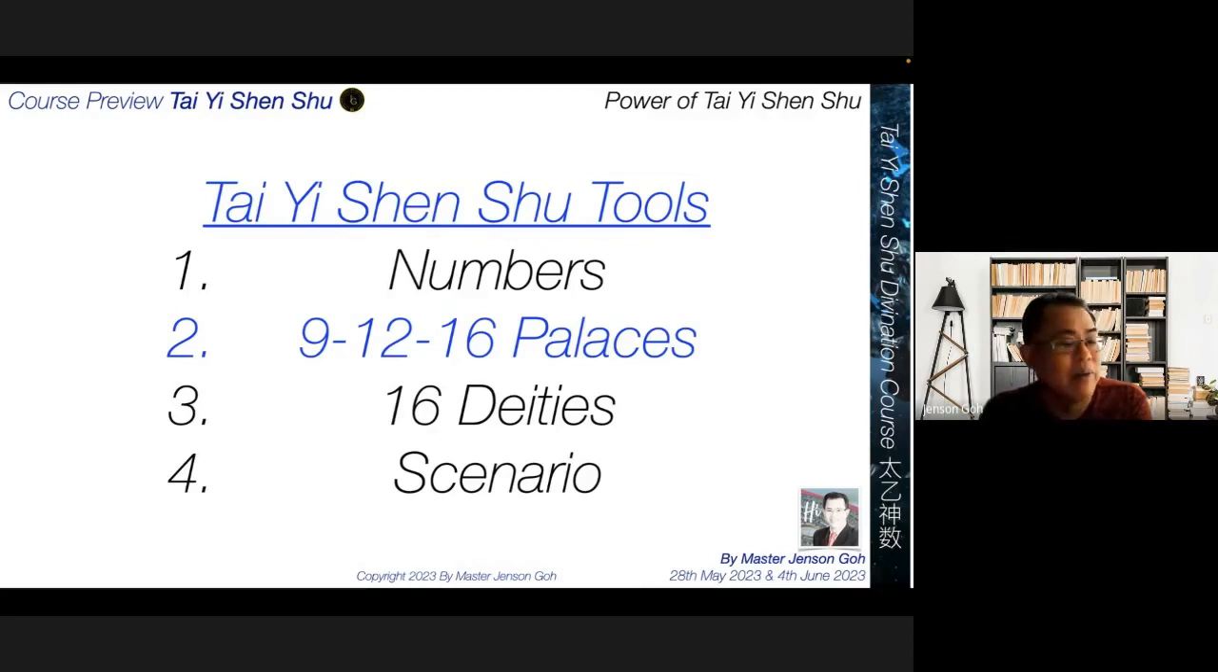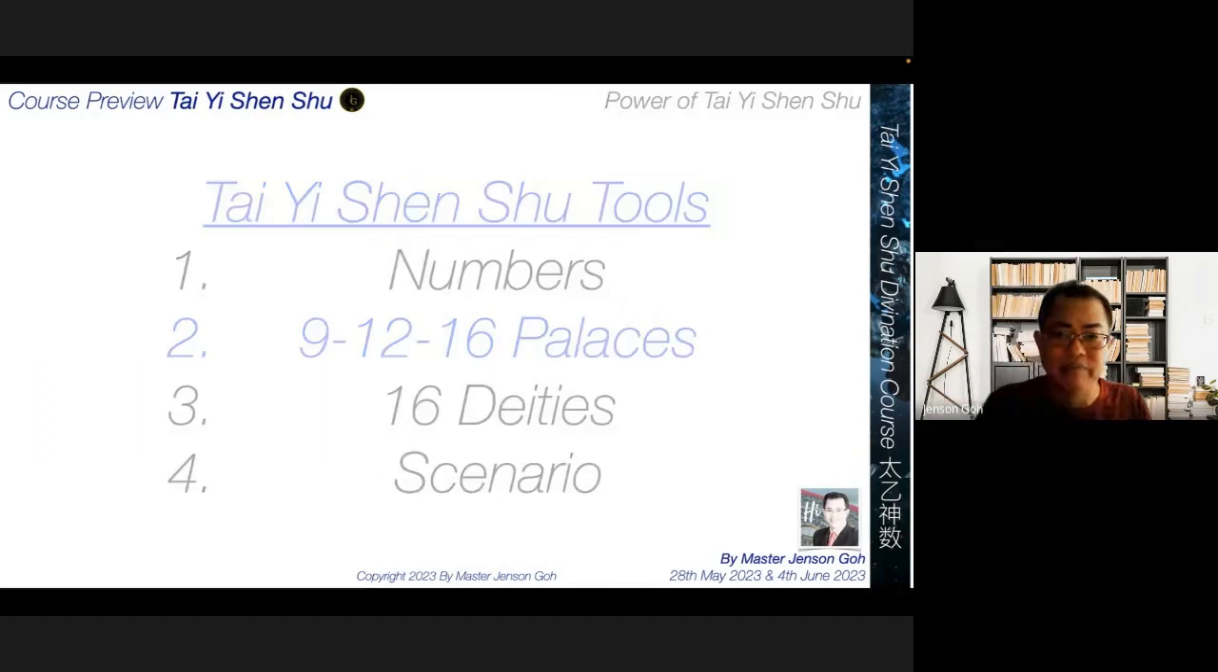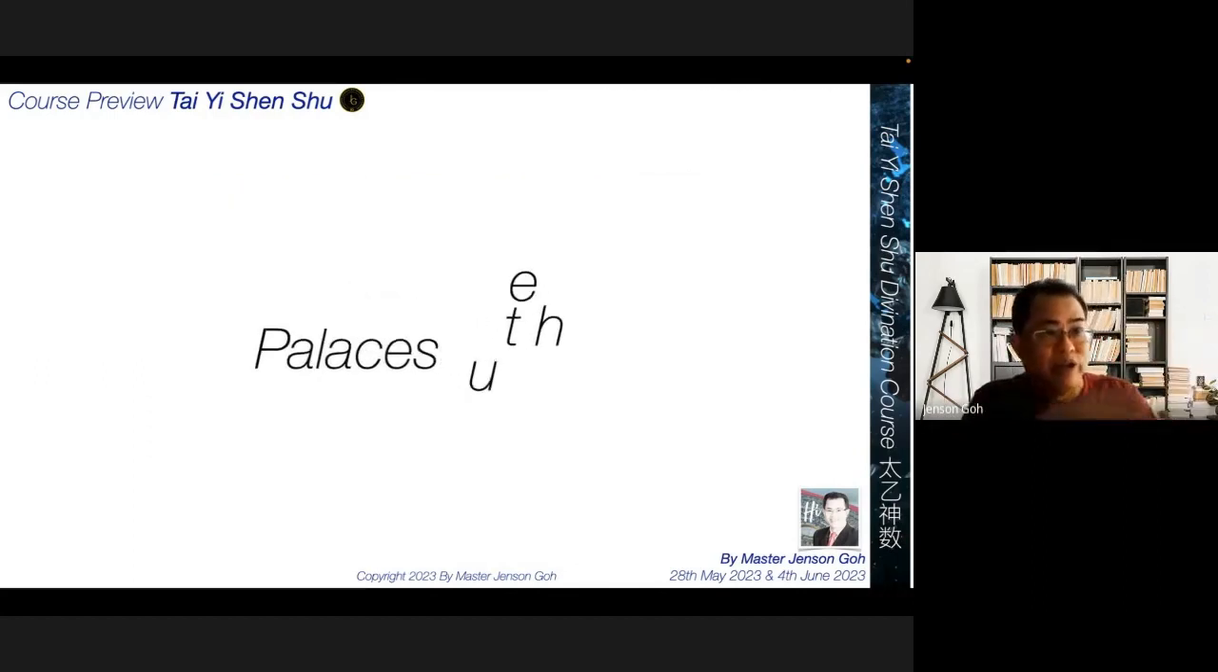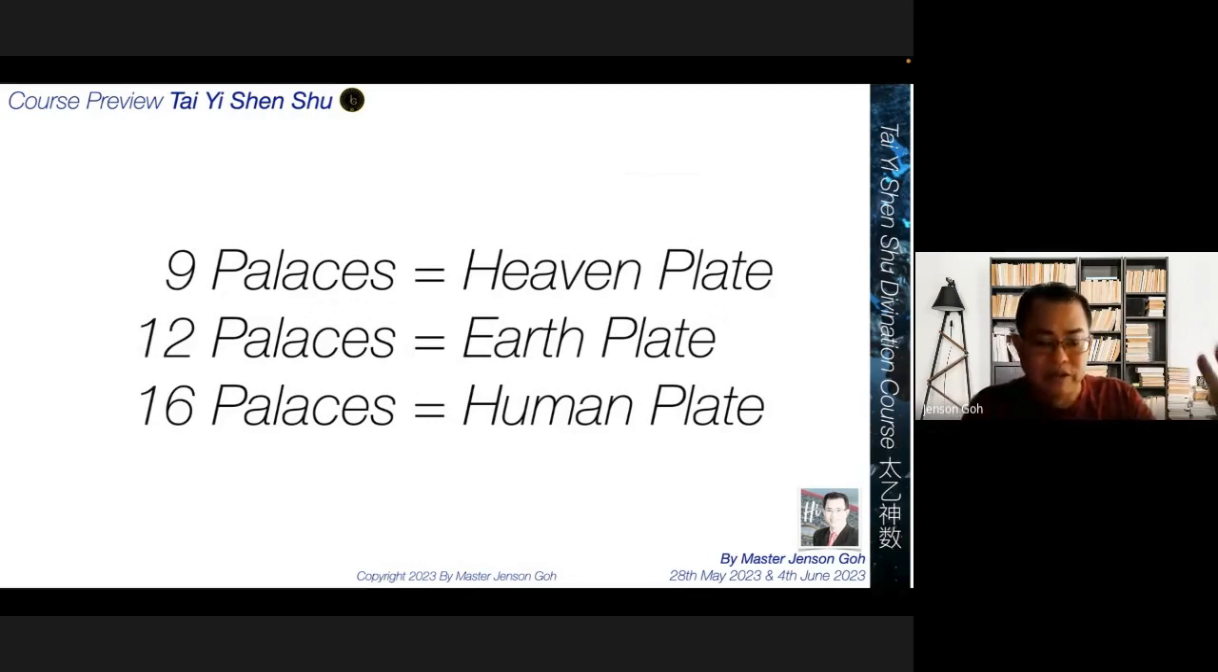Next one, we talk about the palaces that we need to use for this game. Now I'm talking about all the tools. We have to overlay 3 sets of palaces: 9 palace, 12 palace, and 16 palace.